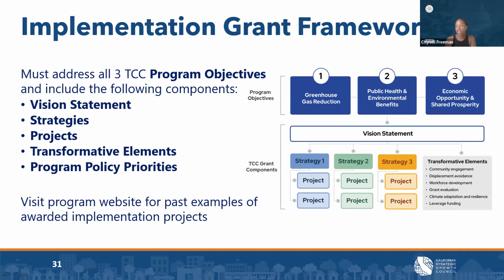Our policy priorities address consistency with existing local land use and transportation plans, high-speed rail connectivity if applicable, water supply and wastewater infrastructure, air pollution reduction and mitigation, and pro-housing policies. Information on how to comply with program policy priorities can be found in section 10.19 of the guidelines.